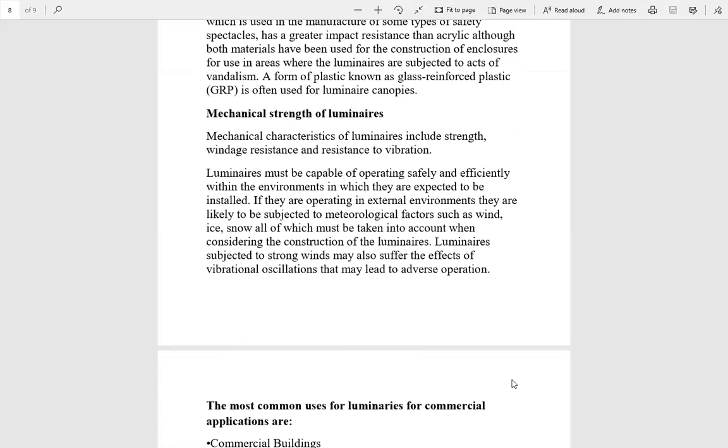Mechanical strength of luminaires. Mechanical characteristics of luminaires include strength, windage resistance, and resistance to vibration. Luminaires must be capable of operating safely and efficiently within the environments in which they are expected to be installed. If they are operating in external environments, then they are likely to be subjected to meteorological factors such as wind, ice, snow, all of which must be taken into account when considering the construction of the luminaires. Luminaires subjected to strong winds may also suffer the effects of vibrational oscillations that may lead to adverse operation.